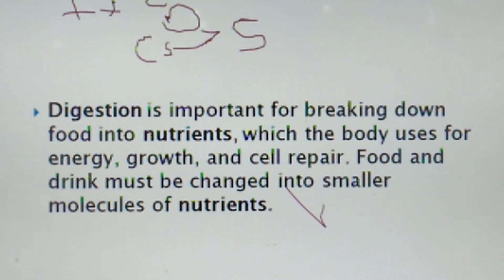Digestion is important for breaking down food into nutrients which the body uses for energy, growth and cell repair. The food items have to be broken down to simple substances. Then only the body can use them as energy, and they help for growth and also cell repair. So food and drink must be changed to smaller molecules of nutrients.